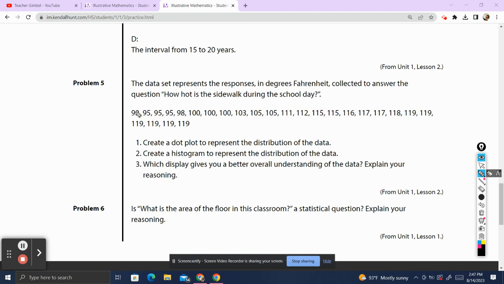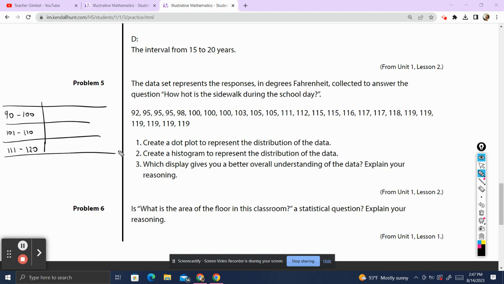Okay, let's get started with our histogram. Now, in my histogram, we see our values go from 90 to 119. So I think I'm going to count by tens. So my first bin is 90 to 100. My second bin will be 101 to 110. My third bin will be 111 to 120. Let's go ahead and count this up.